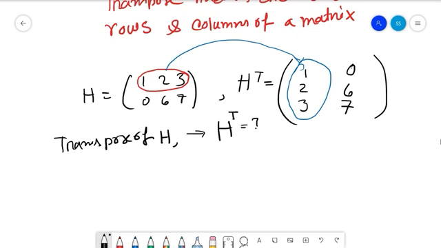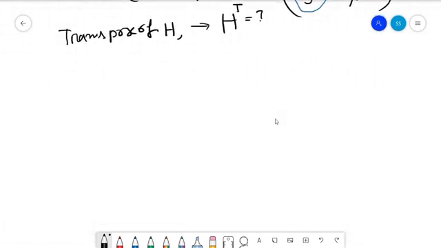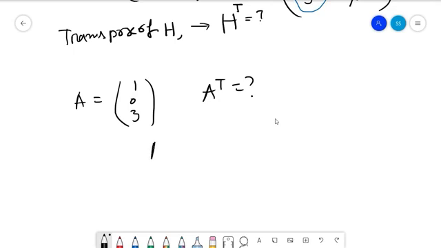Take another example. Let's say you have a column matrix A as 1, 0, 3. A transpose is equal to what? This is the thing we want to know. So there are 3 rows and 1 column, and the rows will become columns, right? So for A^T, that means A transpose, the first column is just 1, the second column is just 0, and the third column is just 3. This is how you can do transposition of a matrix.